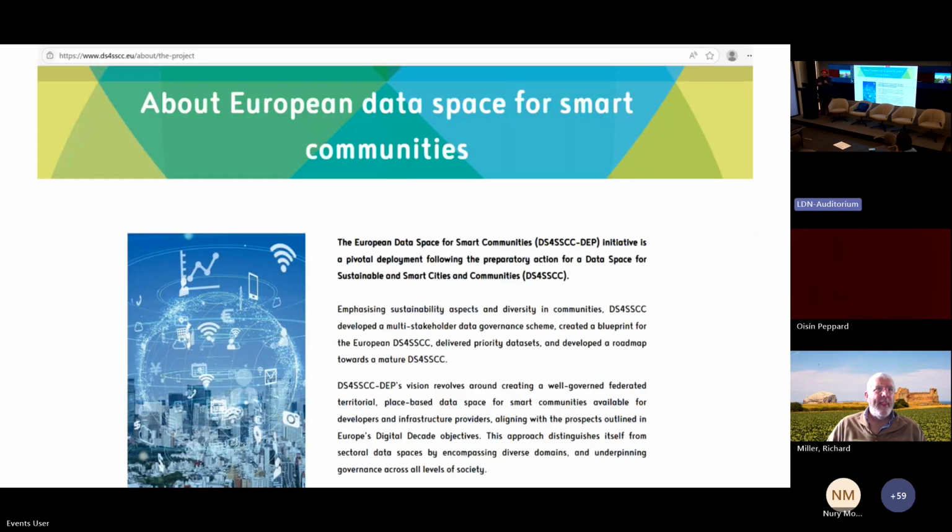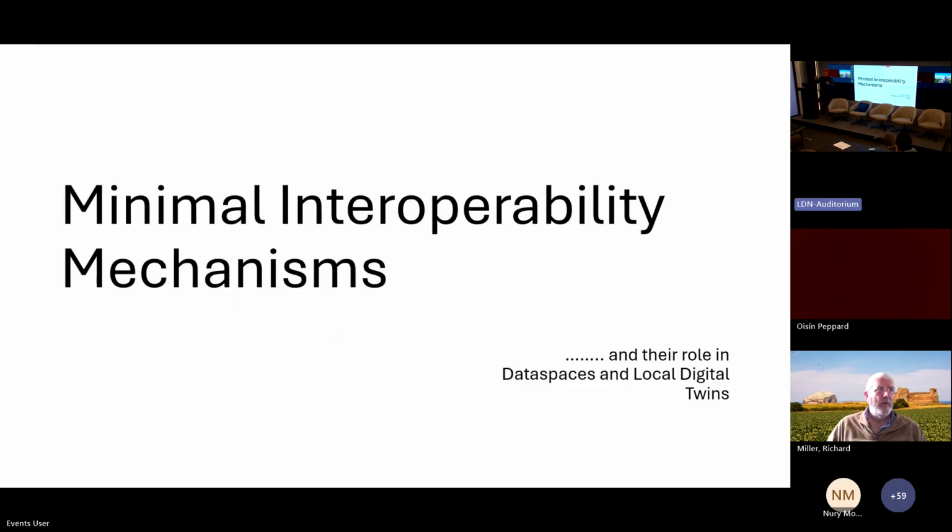Now, of course, Open and Agile Smart Cities, we're interested in city data. And so we, as Open Agile Smart Cities, have been very much involved in managing a European data space for smart cities and communities. And that's also involved developing good practice, running pilots, learning what works and what doesn't work, and putting together good practice. So that's data spaces.